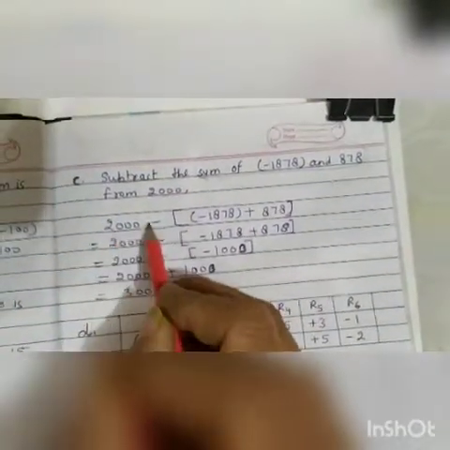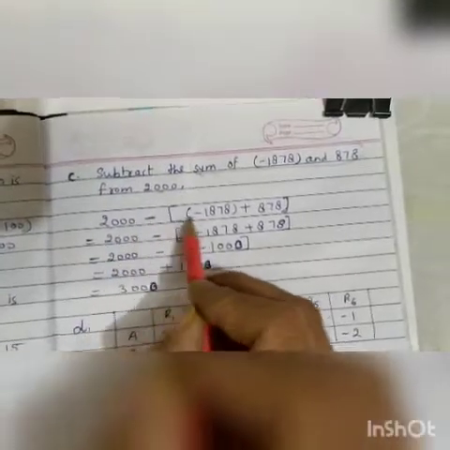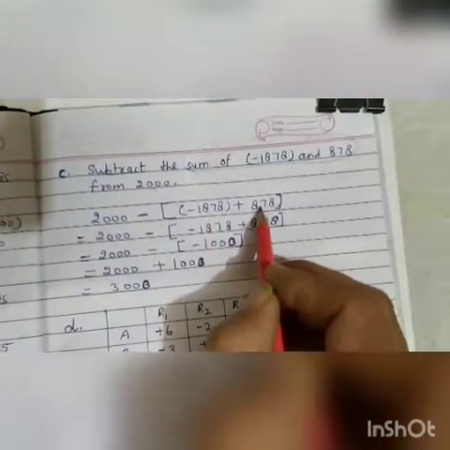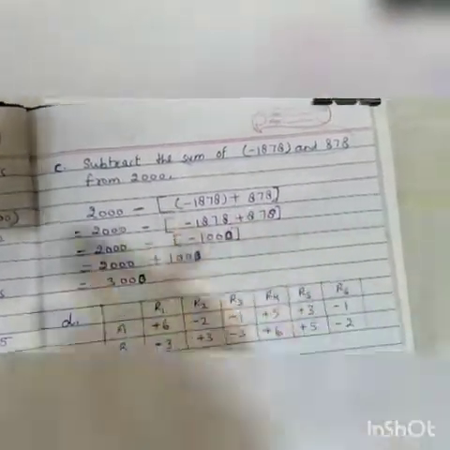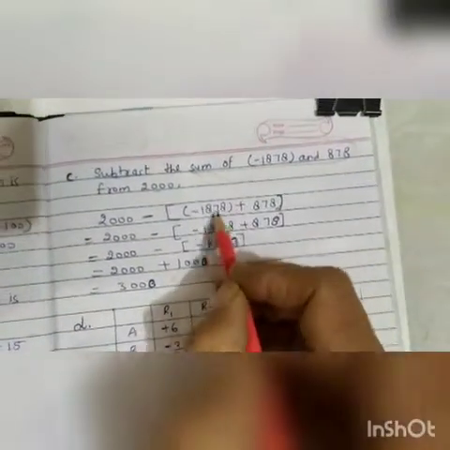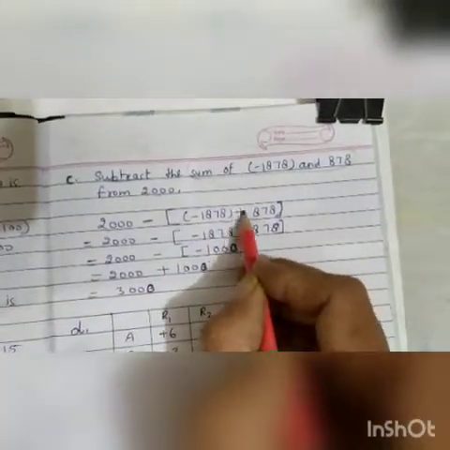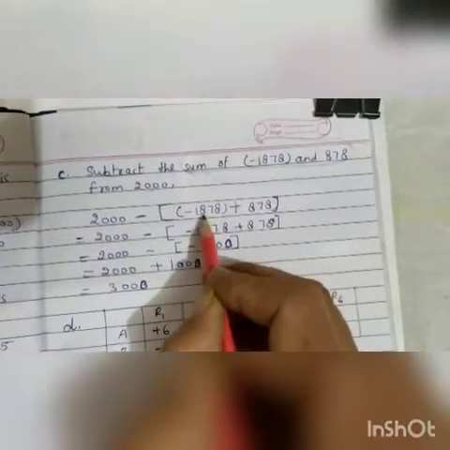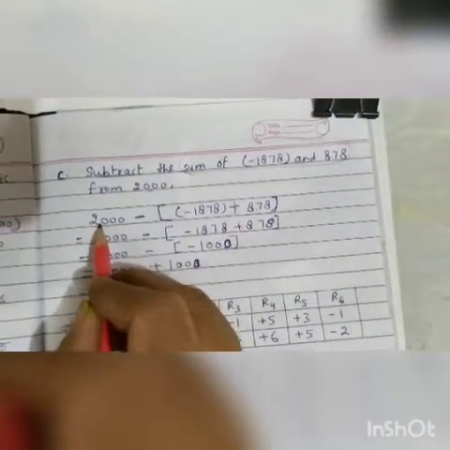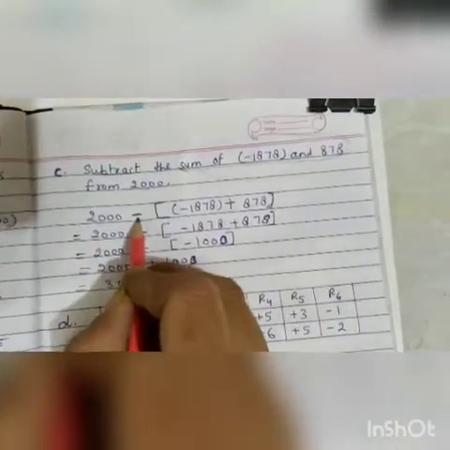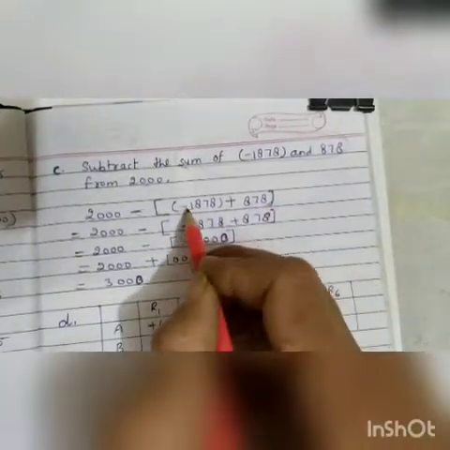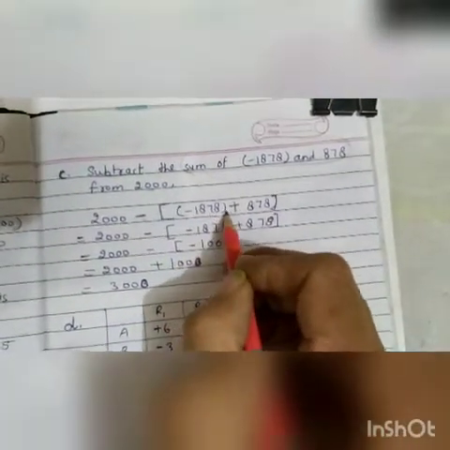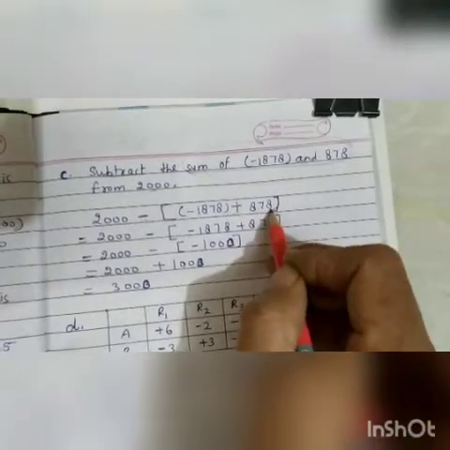See, 2000 minus, we have to subtract the sum of these two integers. So we will write the sum of these two integers like this. This is the sum of these two integers. We have to subtract this sum from 2000. So 2000 minus, within a bracket we will write minus 1878 plus 878.